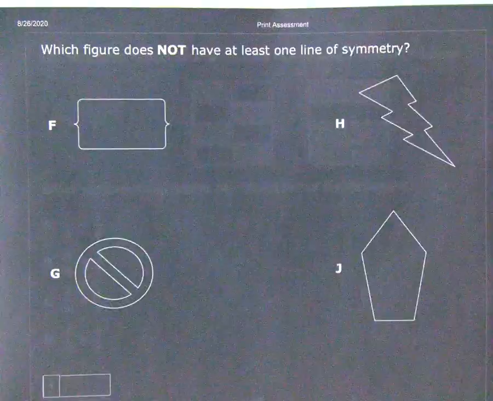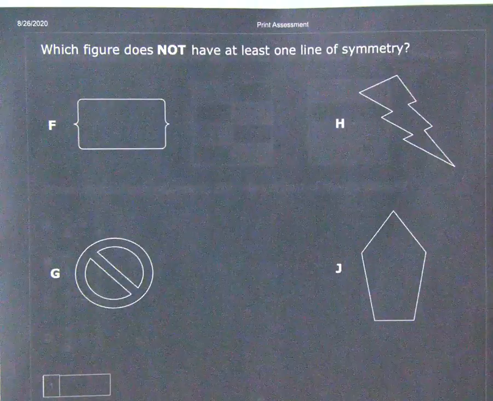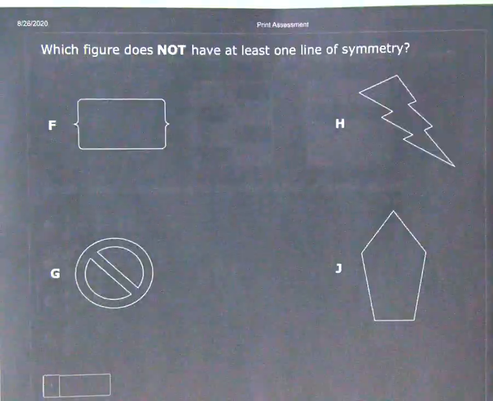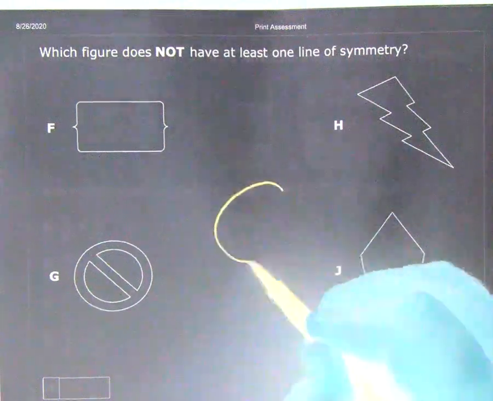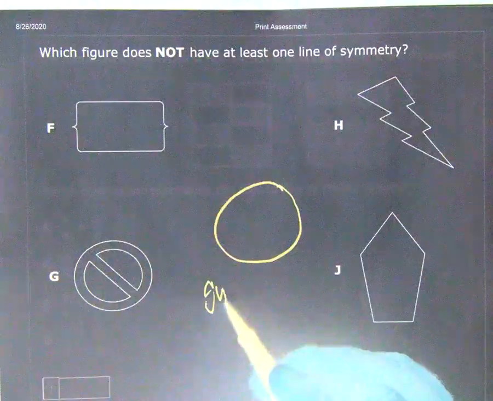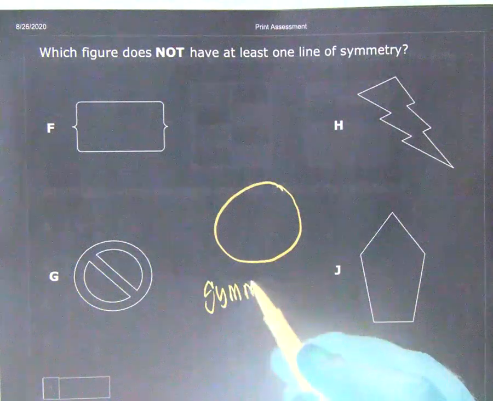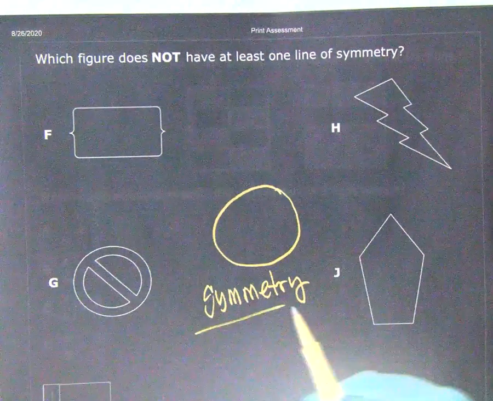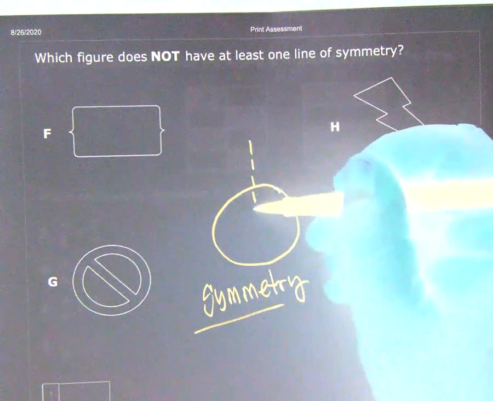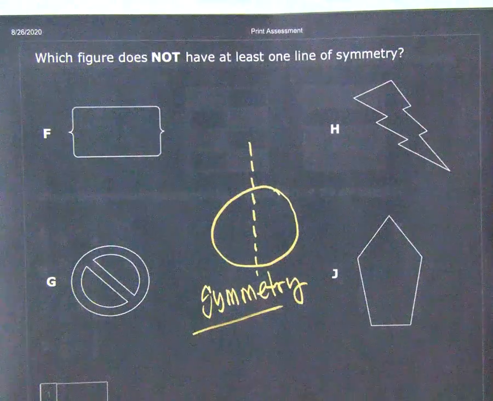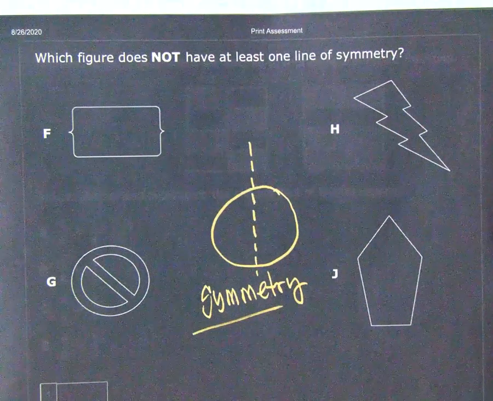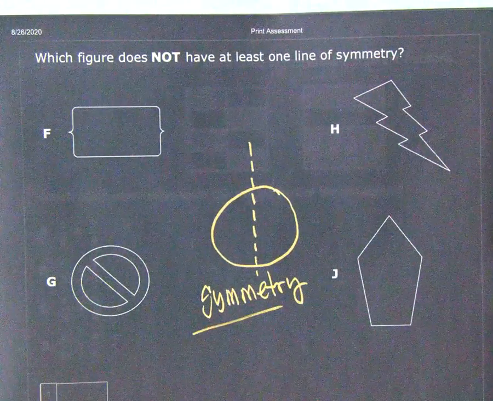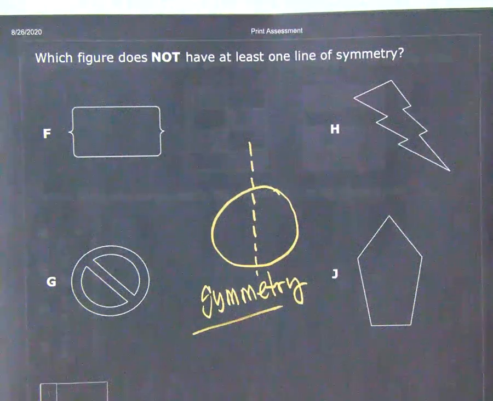Which figure does not have at least one line of symmetry? So I'll give you a hint on this one. Here's a circle. Symmetry means something like that. And again, you have a resource at your fingertips that you can look up what symmetry means. But I'm giving you a visual. Maybe that will help you come up with which figure does not have at least one line of symmetry.